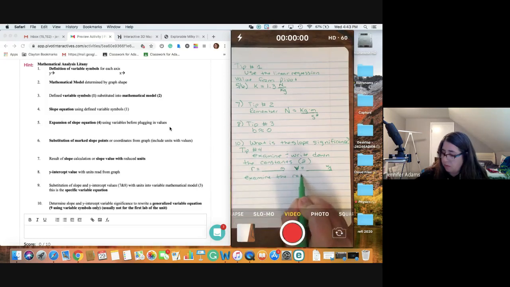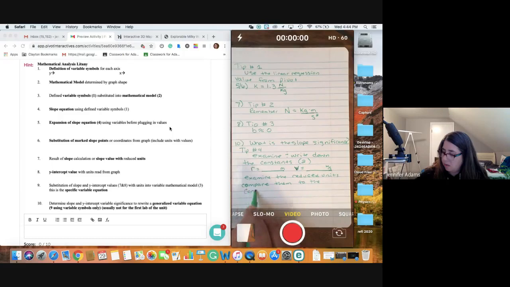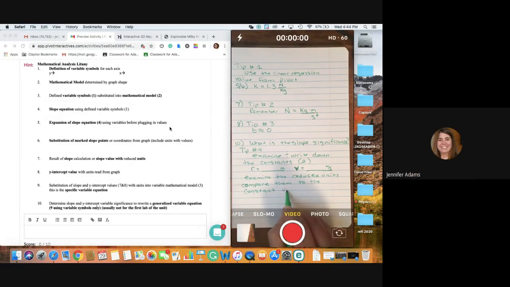And then you're going to examine the reduced units to the constant units. So how do the reduced units from your slope compare to the units on your constants? So you're going to need to combine those in some way in order to come out with the units that are the same.